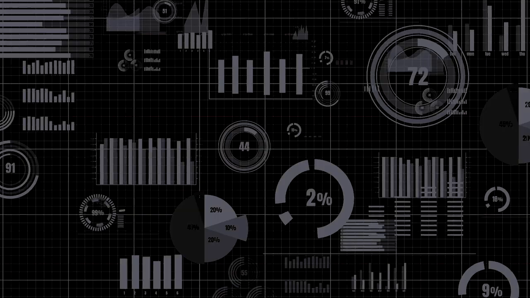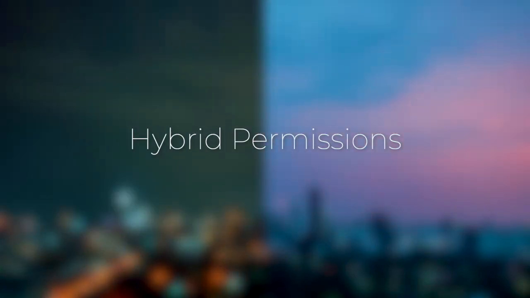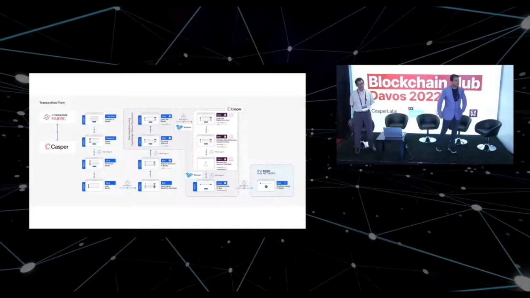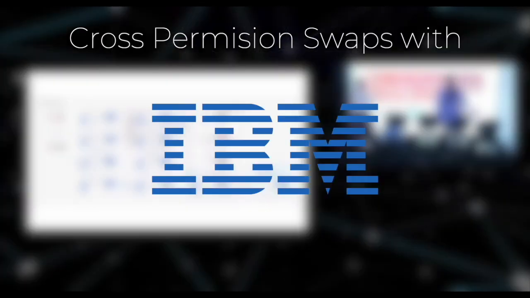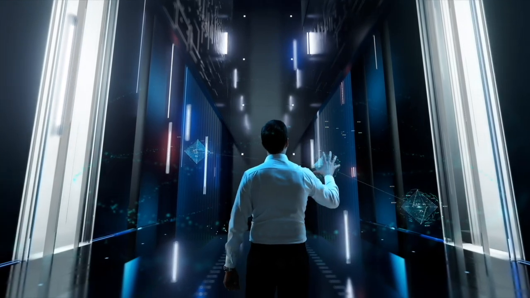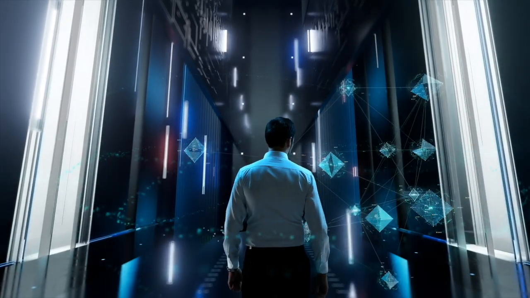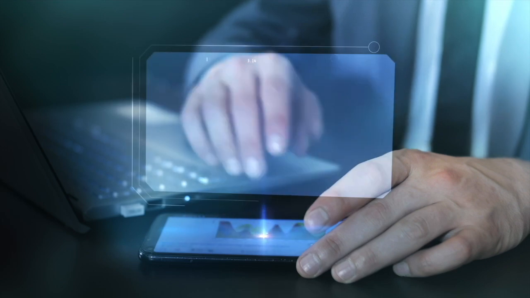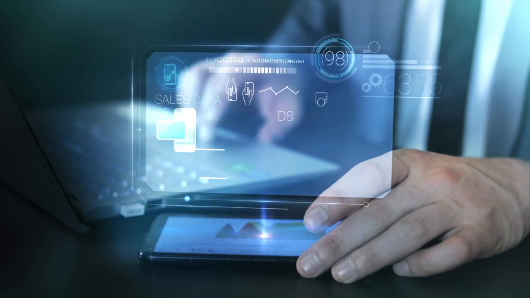on a public blockchain. And paired with their network hosting upgradable smart contracts, hybrid permissions for businesses to find the settings that best fit them, and even cross-permission swaps in their collaboration with IBM. This brings a lot of potential as to the capabilities of industry-grade financial applications on Casper. But just how deeply involved within the financial industry is Casper already? Well, that's what we're here to find out today.